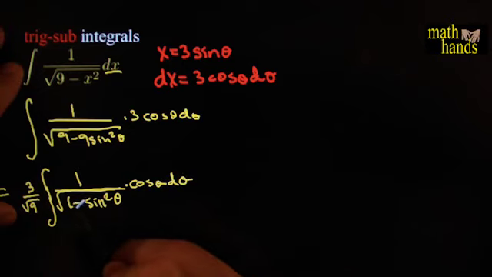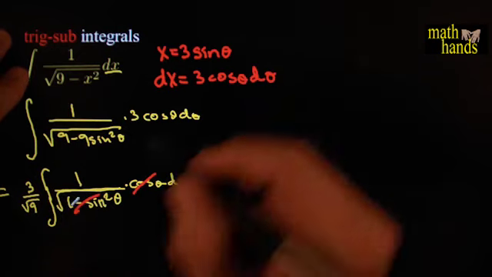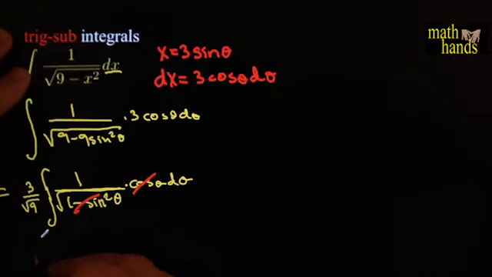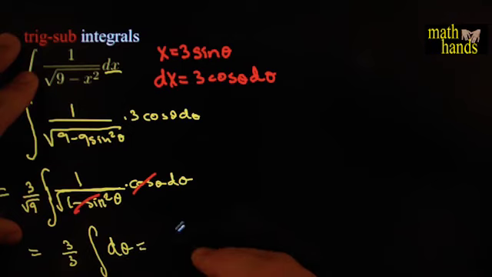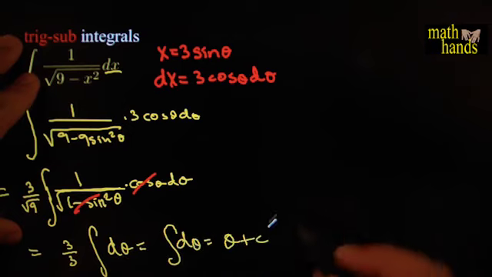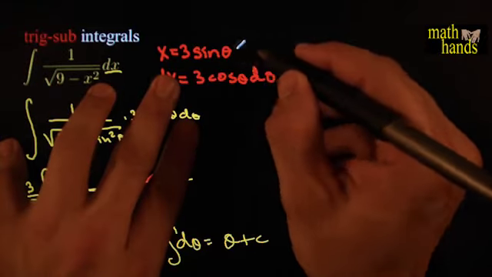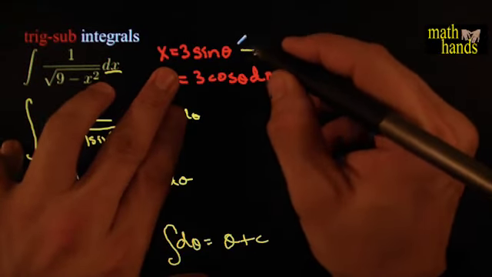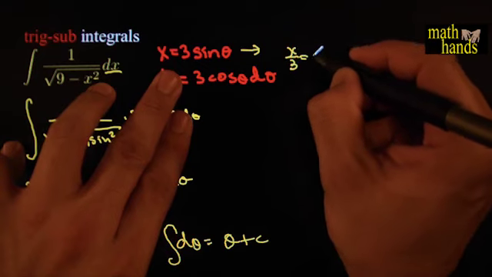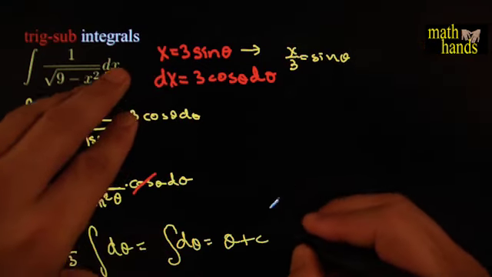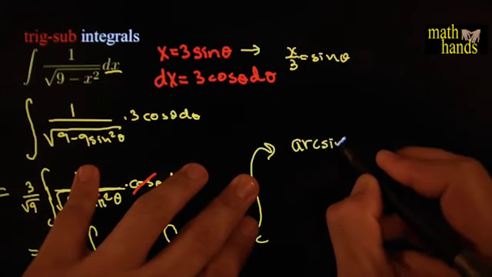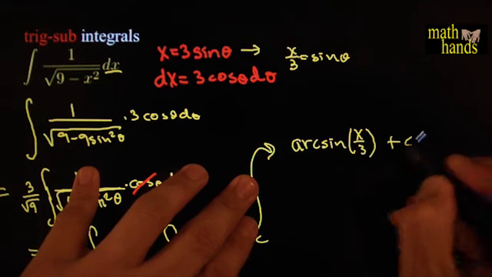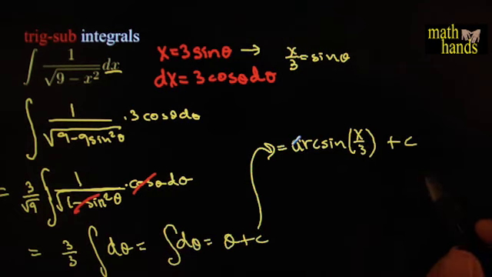And this will become cosine squared, and I will have to take the square root, and that will cancel this cosine. And I will have 3 over 3 times the integral of d theta, which will just be theta plus a constant. Right here, I have to do a little tweaking with the dictionary. I got that x over 3 is equal to sine theta. That puts theta at arc sine of the quantity x over 3 plus a constant. And there you go. Pretty easy, huh?